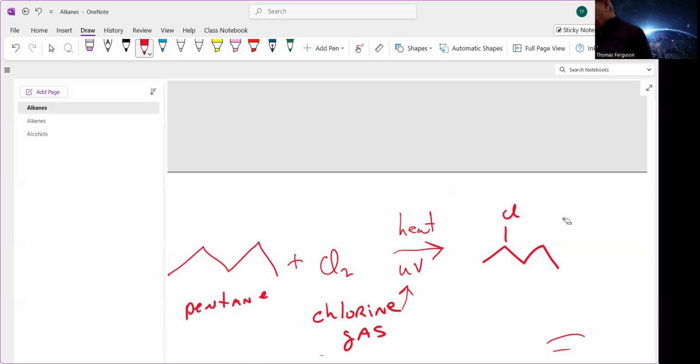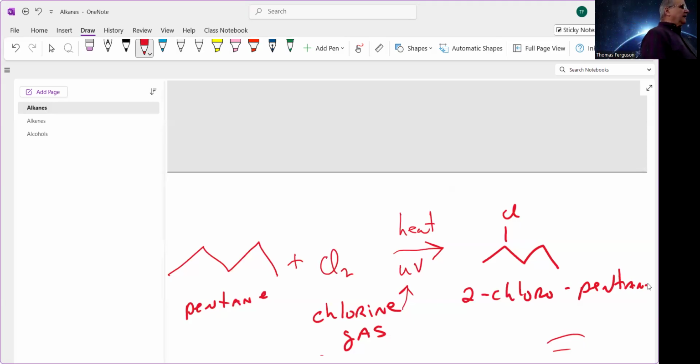Okay, so let's name this here. It's a 5 carbon backbone, and we have a branch at carbon number 2. So it's going to be 2-chloropentane. Okay, so that would be full points. We name the reactants, we name the product, and the conditions.